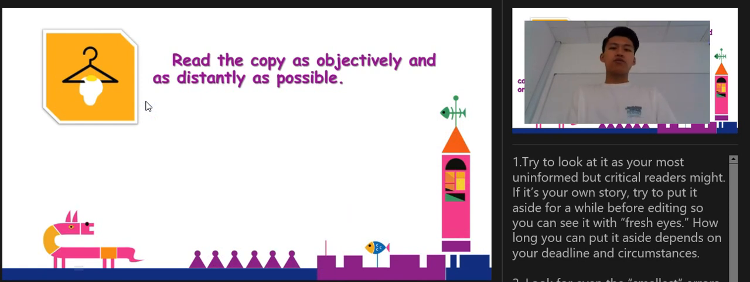First, read the copy as objectively and as distantly as possible. Try to look at it through the mind of your most informed but critical reader. If it's your own story, try to put it aside for a while before editing, so you can see it with fresh eyes. How long you can put it aside depends on your deadline and the circumstances.